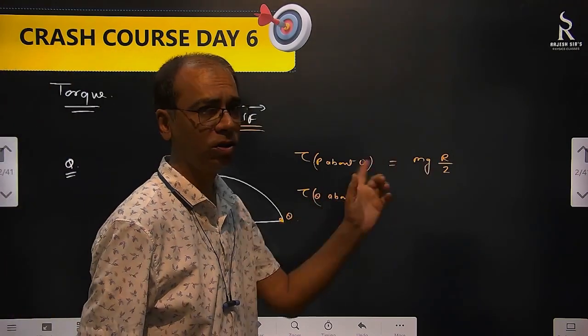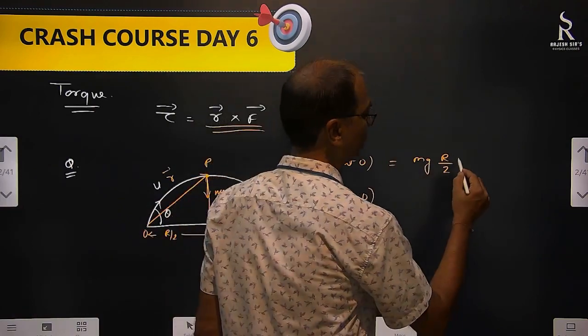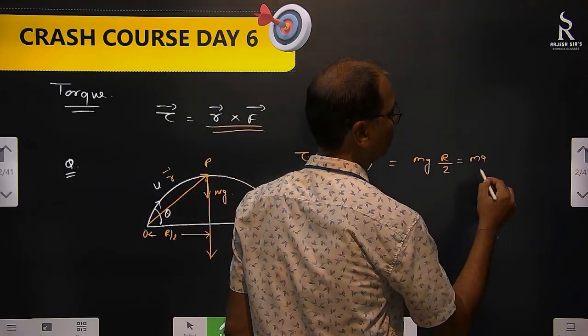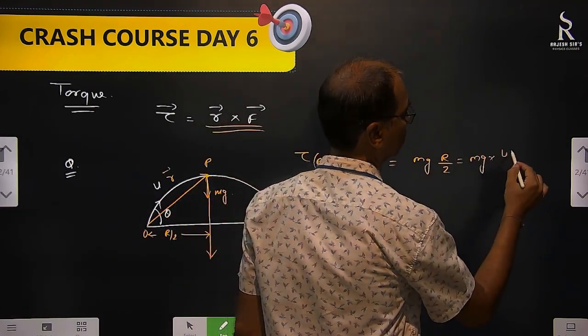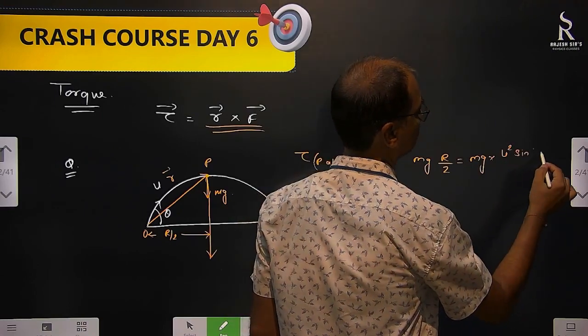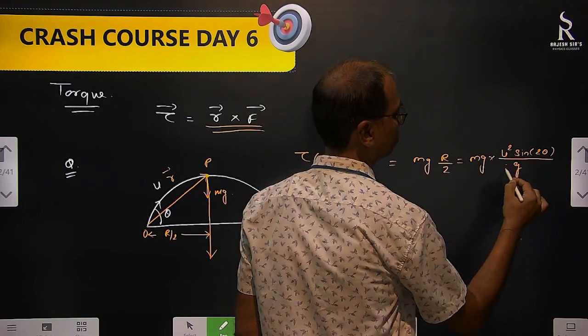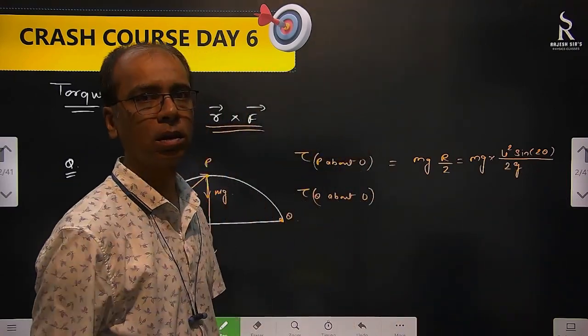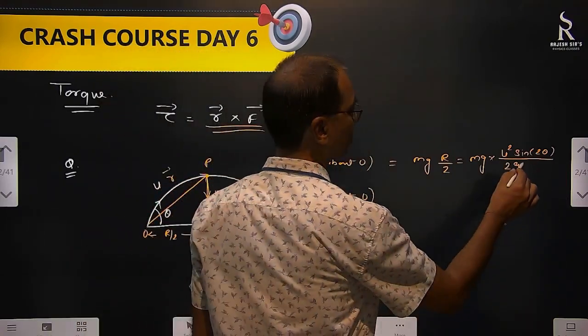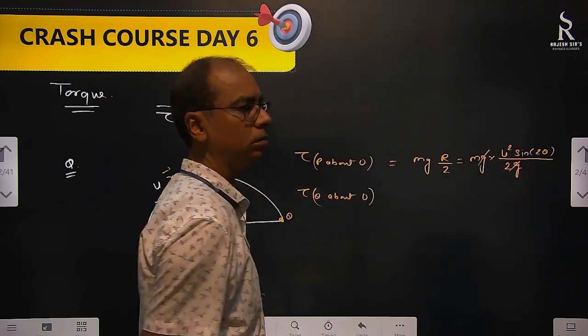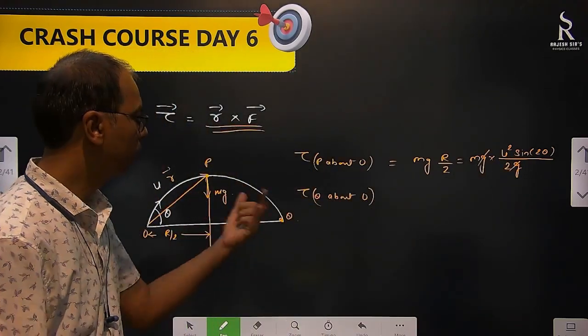But this is not radius, this is range. So we'll write its value. mg into range, which is u square sine 2 theta by g, this is range, by 2. So g you can cancel. That is the torque.